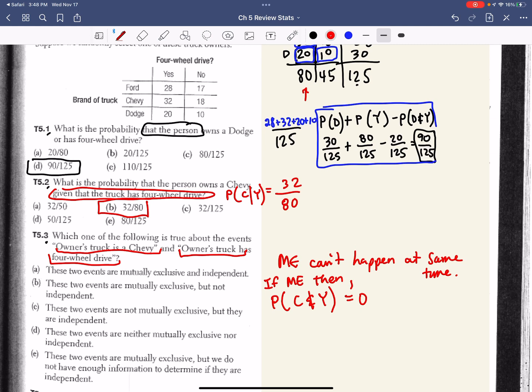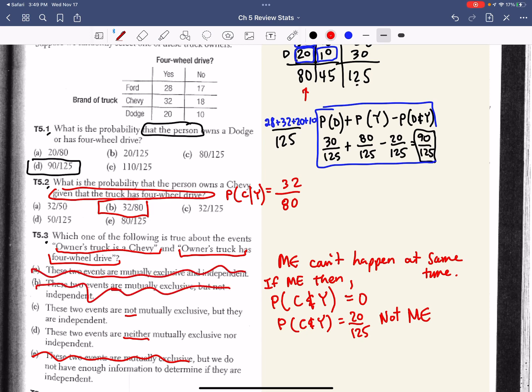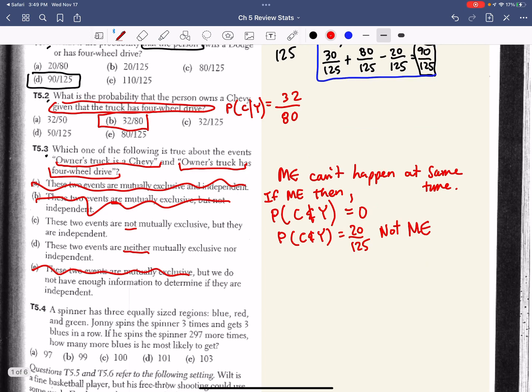It is not 0. The probability of Chevy and yes, four-wheel drive is 20 out of 125. So this is not mutually exclusive. There is an overlap. So these two events are not mutually exclusive. Okay, so now we just have to figure out if they are independent. So what does independent mean?